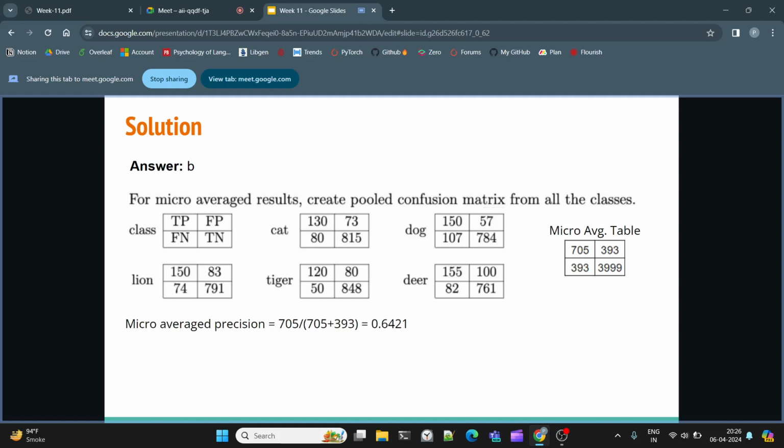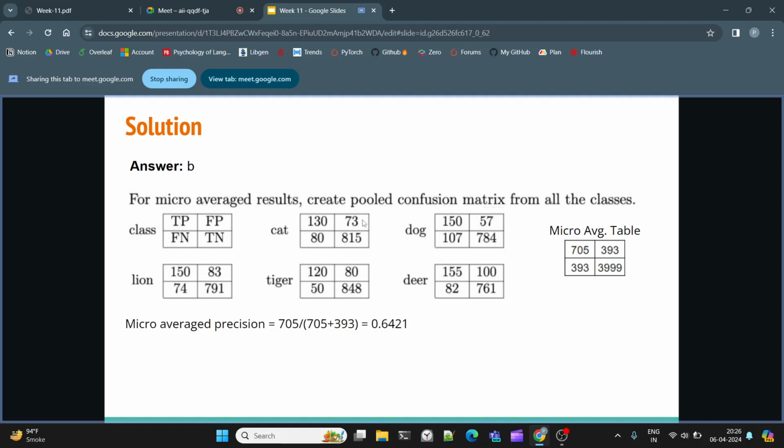Then can you explain how this micro average table you have given? Yes. So this table you understood, right? These tables that we got. Yes. From here, we need to create this aggregate table. How do we do that? Again, we have these four cells. The first cell is the true positive for all the classes, so you simply sum it up: 130 plus 150 plus 150 plus 120 plus 155. If you do that, you will see that it gives you 705.